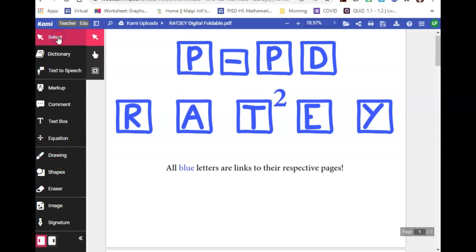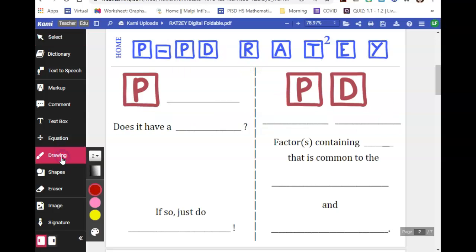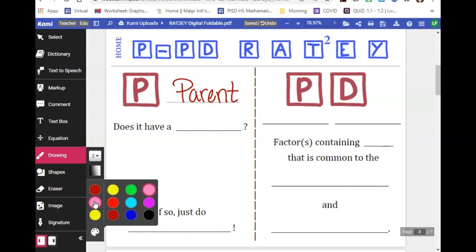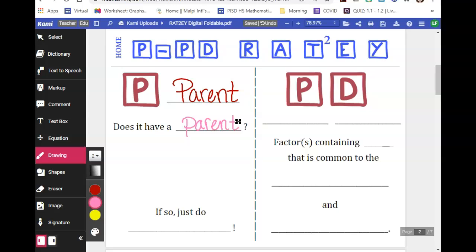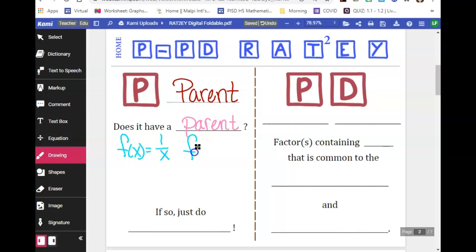All right, so I need to select PPD. My drawing. All right, so the P in the PPD stands for parent. Okay, so we want to know, does my function have a parent? Talking parent functions, obviously. So if I have a parent function, then I could just do transformations. The parent functions I have to choose from would be f of x equals 1 over x, or f of x equals 1 over x squared.